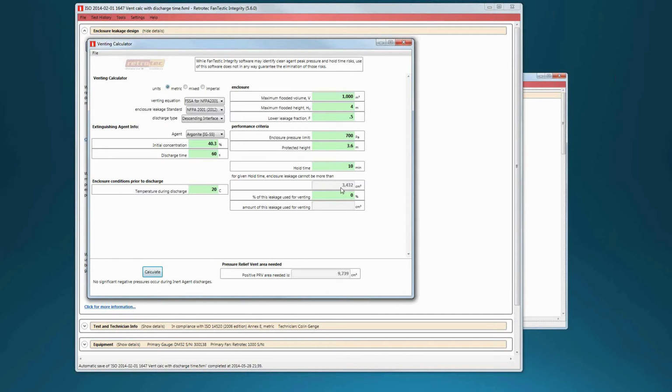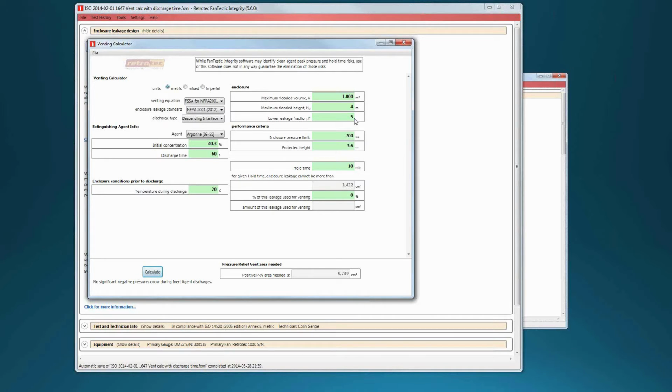0.3 square meters. I think I did that right. 32 square centimeters. So it now requires that the enclosure be much, much tighter in order to hold our concentration at 3.6 meters in a 4-meter enclosure. So there are some ways out.